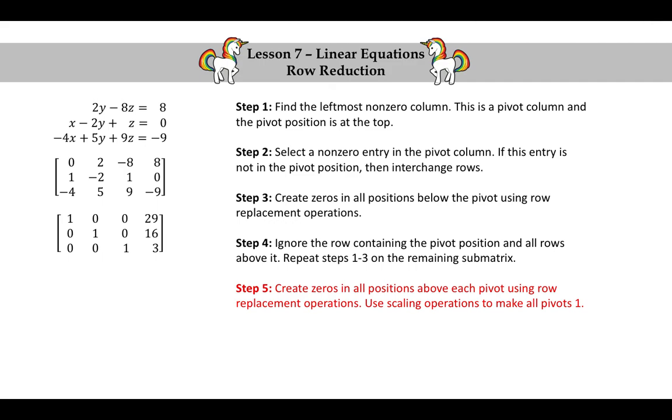So this matrix is now in reduced row echelon form, and we could just read off the solution. X equals 29, Y equals 16, Z equals 3. Again, if we add in this step 5, then what we have done is Gauss-Jordan reduction.